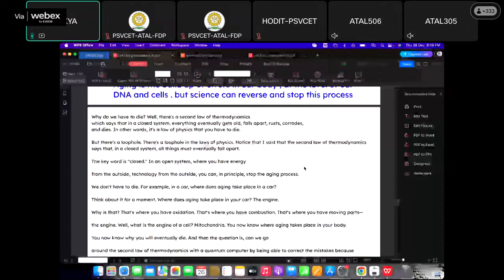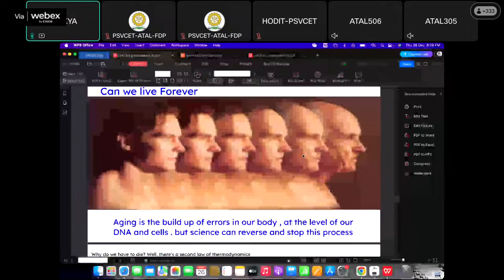And then the question is, can we go around the second law of thermodynamics with quantum computers by seeing if they are able to correct the mistakes? Basically, maybe with the help of quantum computers you can solve this problem. So aging is the buildup of errors in our bodies at the level of our DNA and the cells, but science can reverse and stop this process.